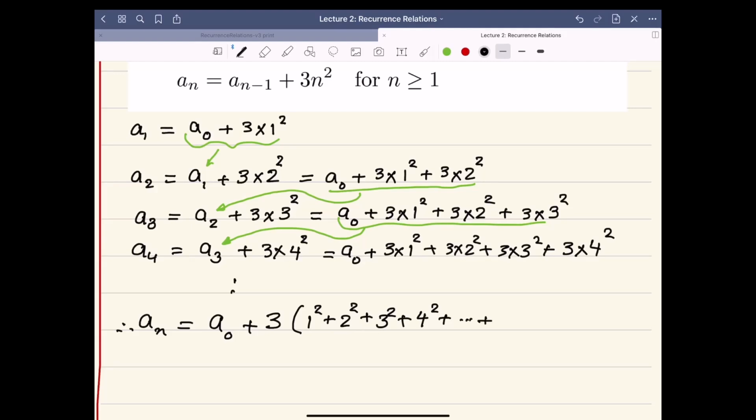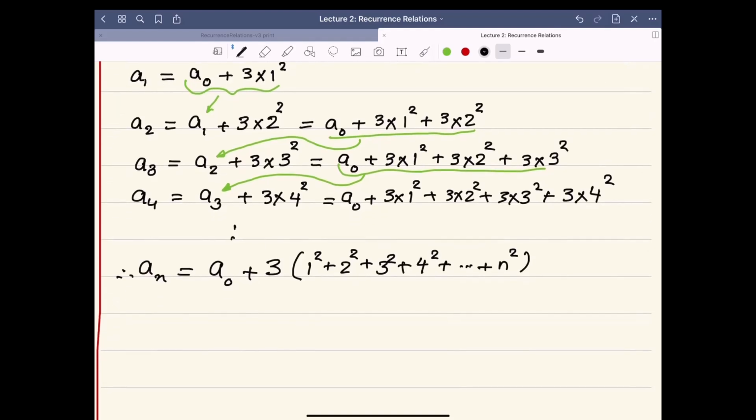We continue. What do you think the last term will be? If this is 4, the last one is 4 square. If this is a 3, the last one is 3 square. So if it is n, then the last one will be n square. And this is equal to a0 plus 3 multiplied by the summation. Now we will designate the variable inside that is changing by k, and it starts from 1 and ends at n, and inside we will have k raised to power 2.